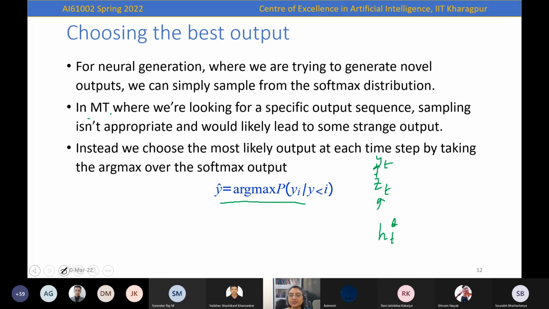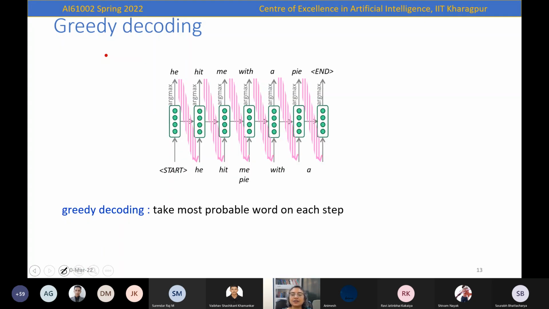The simplest option is to take the word which has the highest probability. Okay? From this probability distribution, suppose these are the probabilities you have got in the output. You find the word which has the highest probability, and that word is output. So this is called greedy decoding. In greedy decoding, at each state in the decoder you generate the probability distribution over all words in the target language, and you pick the word with the highest probability.